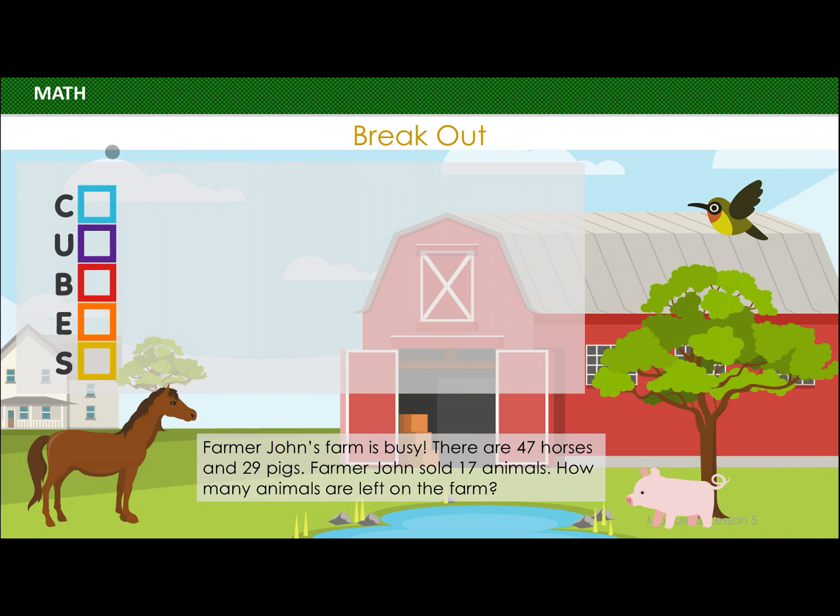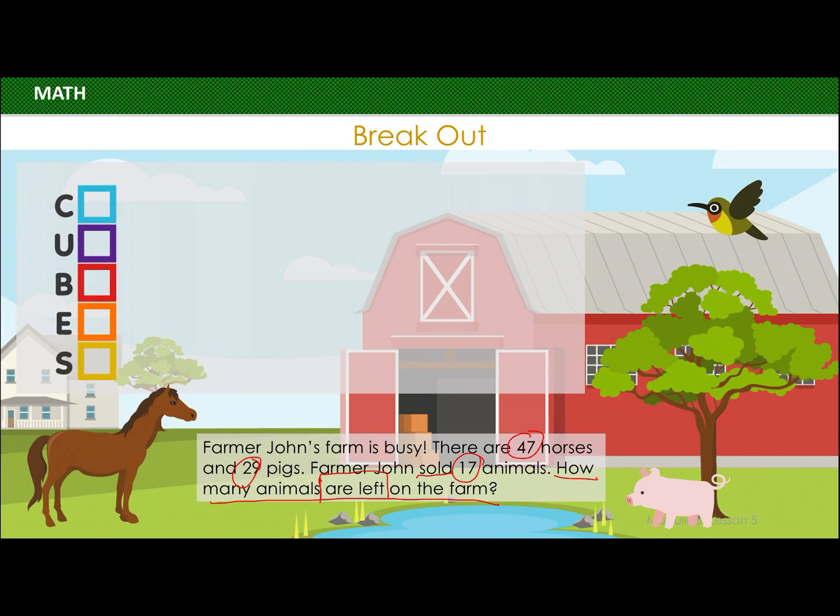All right, the next one. Farmer John's farm is busy. There are 47 horses and 29 pigs. Farmer John sold 17 animals. How many animals are left on the farm? So I look at our problem. I know that at some point I'm going to have to be doing subtraction to find out how many animals are left. But first I need to figure out how many animals I have.